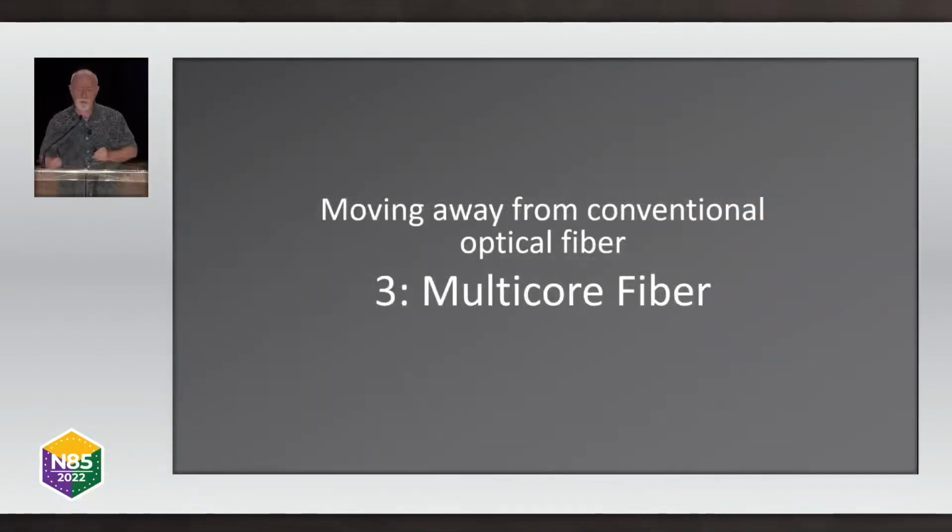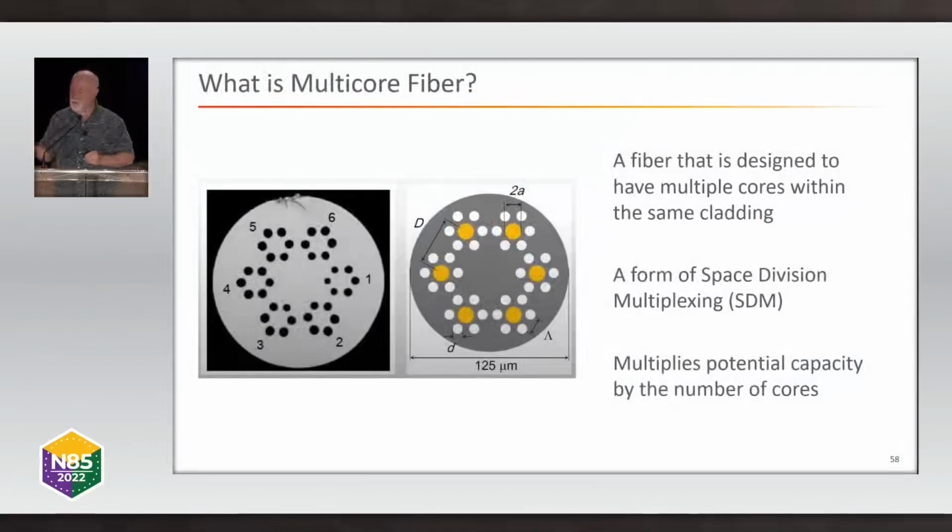What about multi-core fiber? This is a really interesting option. When you consider the size of these structures, it really is a form of nano engineering, I think. It's a fiber that's designed to have multiple cores within the same cladding. This is a form of space division multiplexing because we're transmitting across multiple fiber cores. The capacity of the fiber is now multiplied by the number of cores, which sounds like a good return.